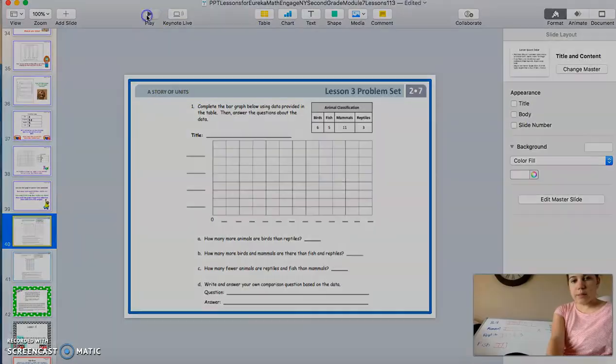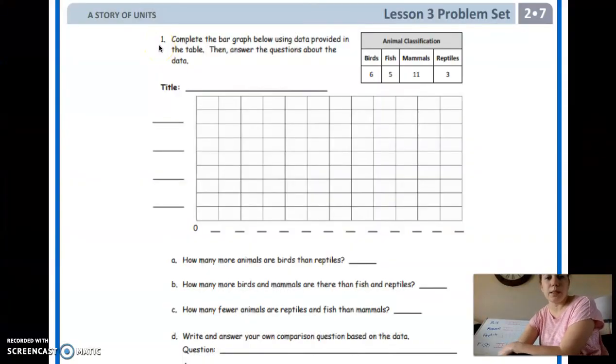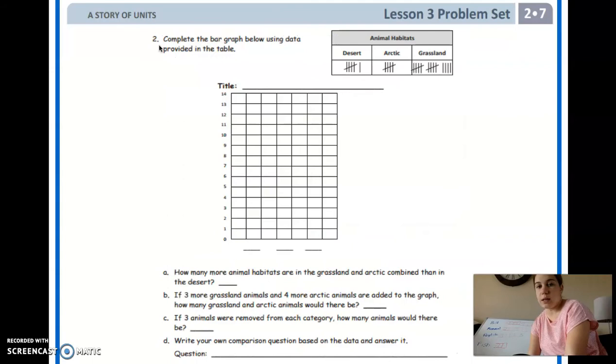Let's look at our problem set for today. Number 1 says, complete the bar graph below using data provided in the table, then answer the questions about the data. So you're going to use your data where it says birds, fish, mammals, and reptiles, so that you can make your bar graph below. Then you're going to answer the questions below that. A, how many more animals are birds than reptiles? B, how many more birds and mammals are there than fish and reptiles? C, how many fewer animals are reptiles and fish than mammals? And D, write and answer your own comparison question based on the data. Your question and then your answer.